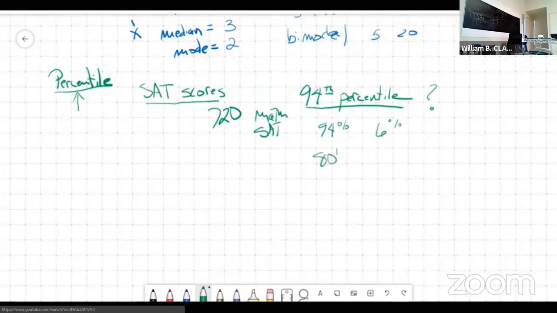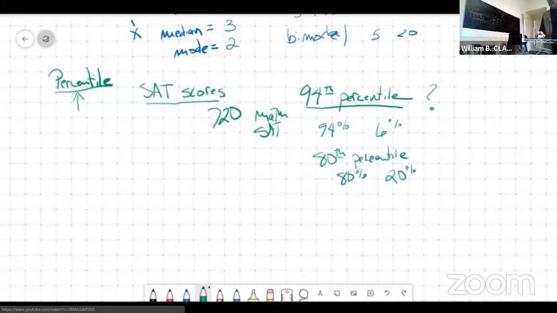So what does the 80th percentile mean? That means that the score was better than 80% and worse than 20%. Sometimes it's confusing. You might think the 80th percentile is like the opposite, better than 20%, but no, it's better than 80% and worse than 20%.